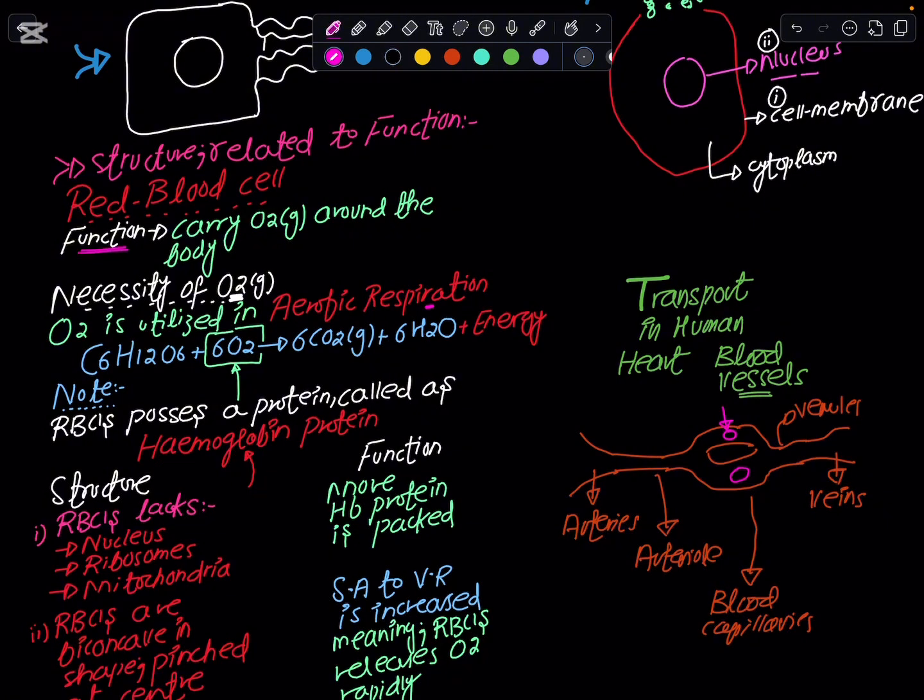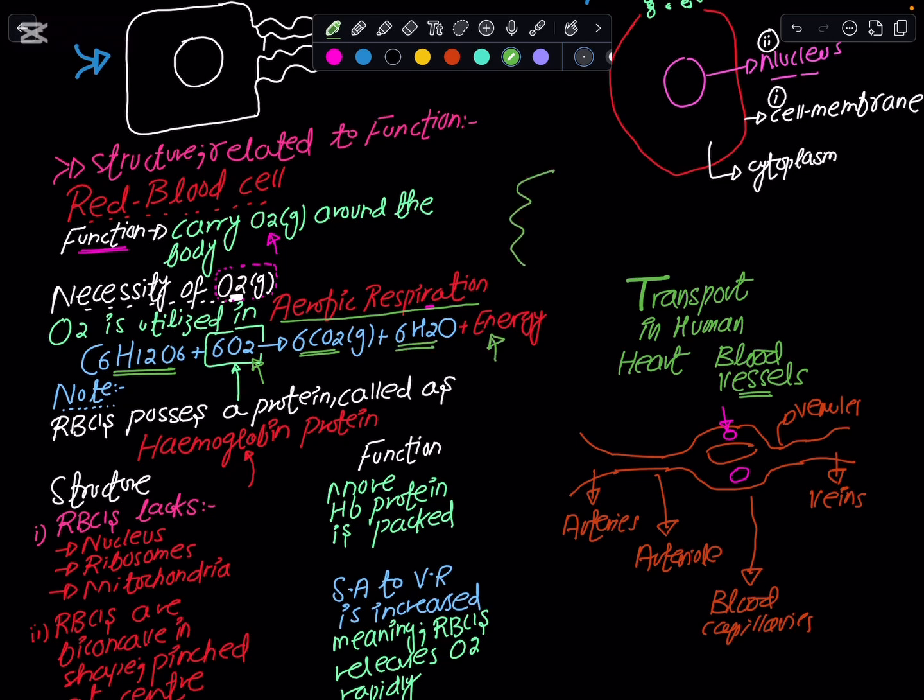So this is rendering one function, that not only would it pick up the oxygen gas from the alveoli, but would also deliver it to the tissues of your body. Now, why is there a necessity of oxygen gas? We know it well that oxygen gas is required for aerobic respiration, a chemical reaction where glucose combines with oxygen gas, and as a result we make carbon dioxide, water, and the energy is released.